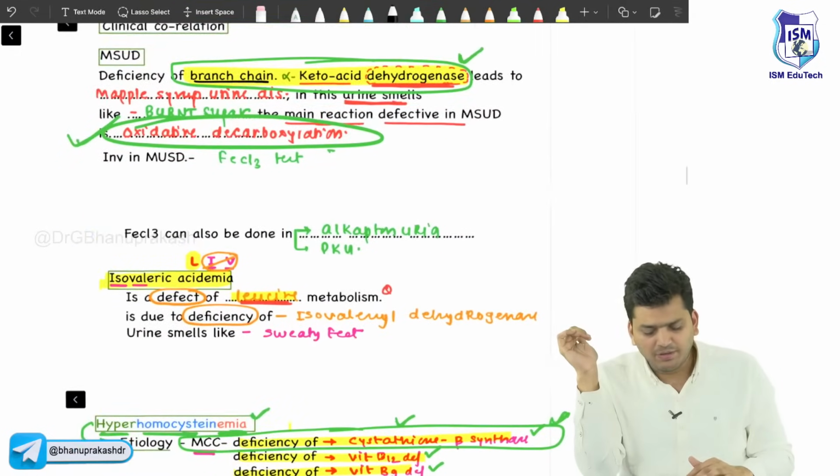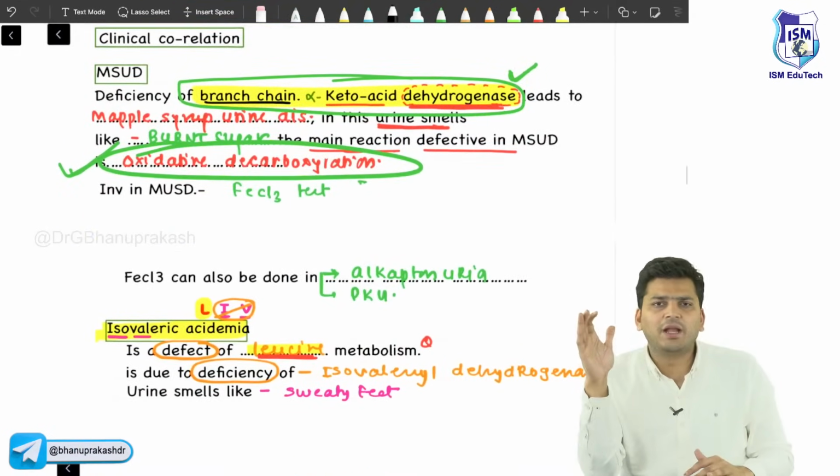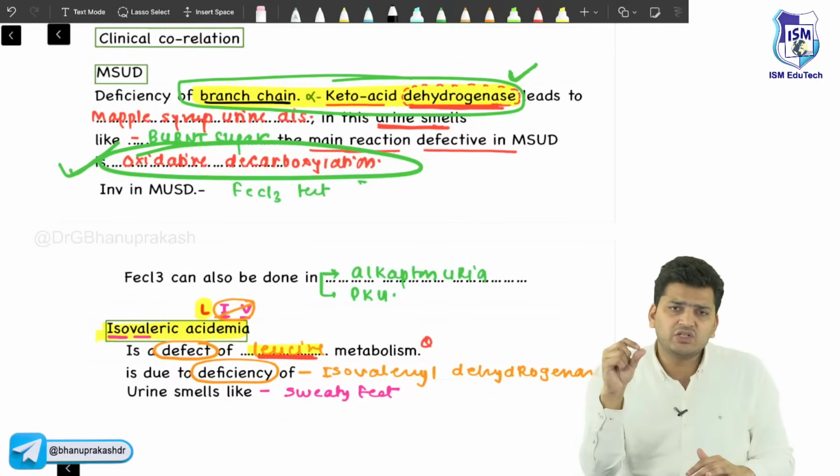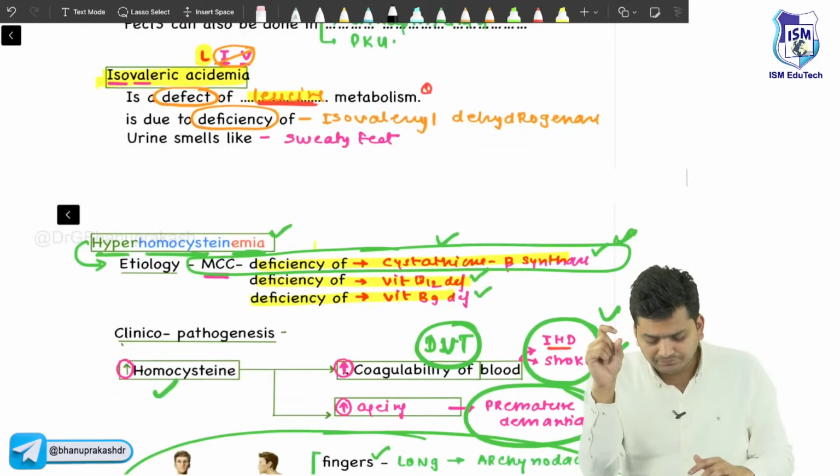Then we have discussed about maple syrup urine disease. It was due to branched chain alpha ketoacid dehydrogenase. The patient will have the burnt sugar smell, and the main reaction is defective oxidative decarboxylation.